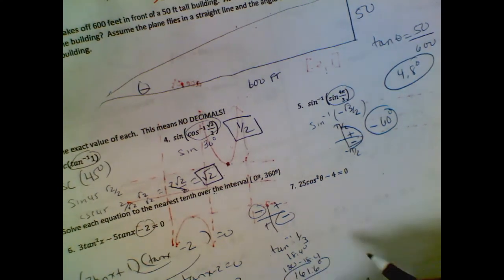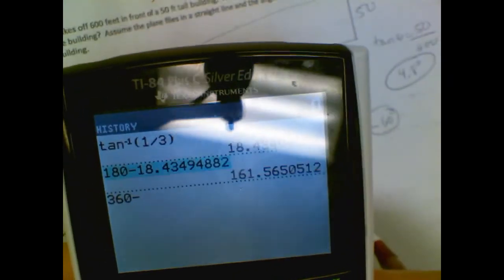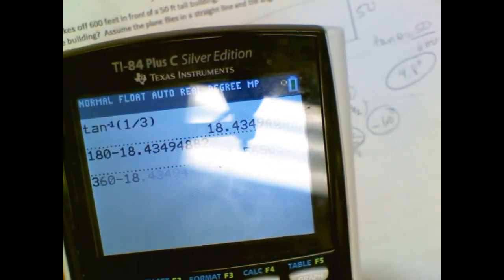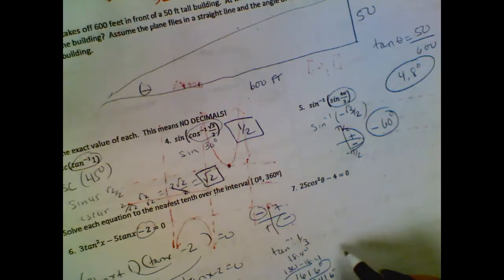That's one answer. And then the other one's in the fourth quadrant, so you have to do 360 minus this angle, for 341.6. That's two of your answers.